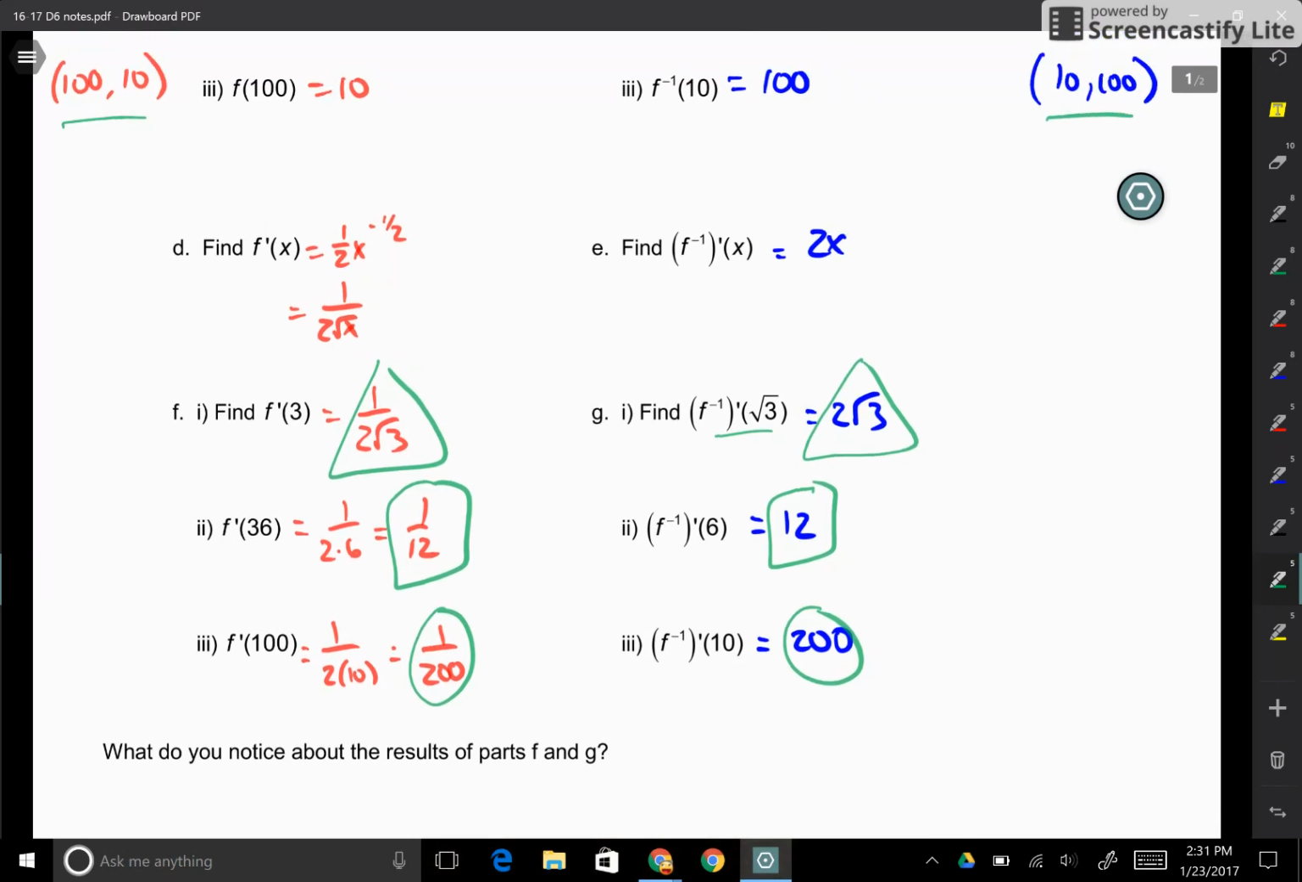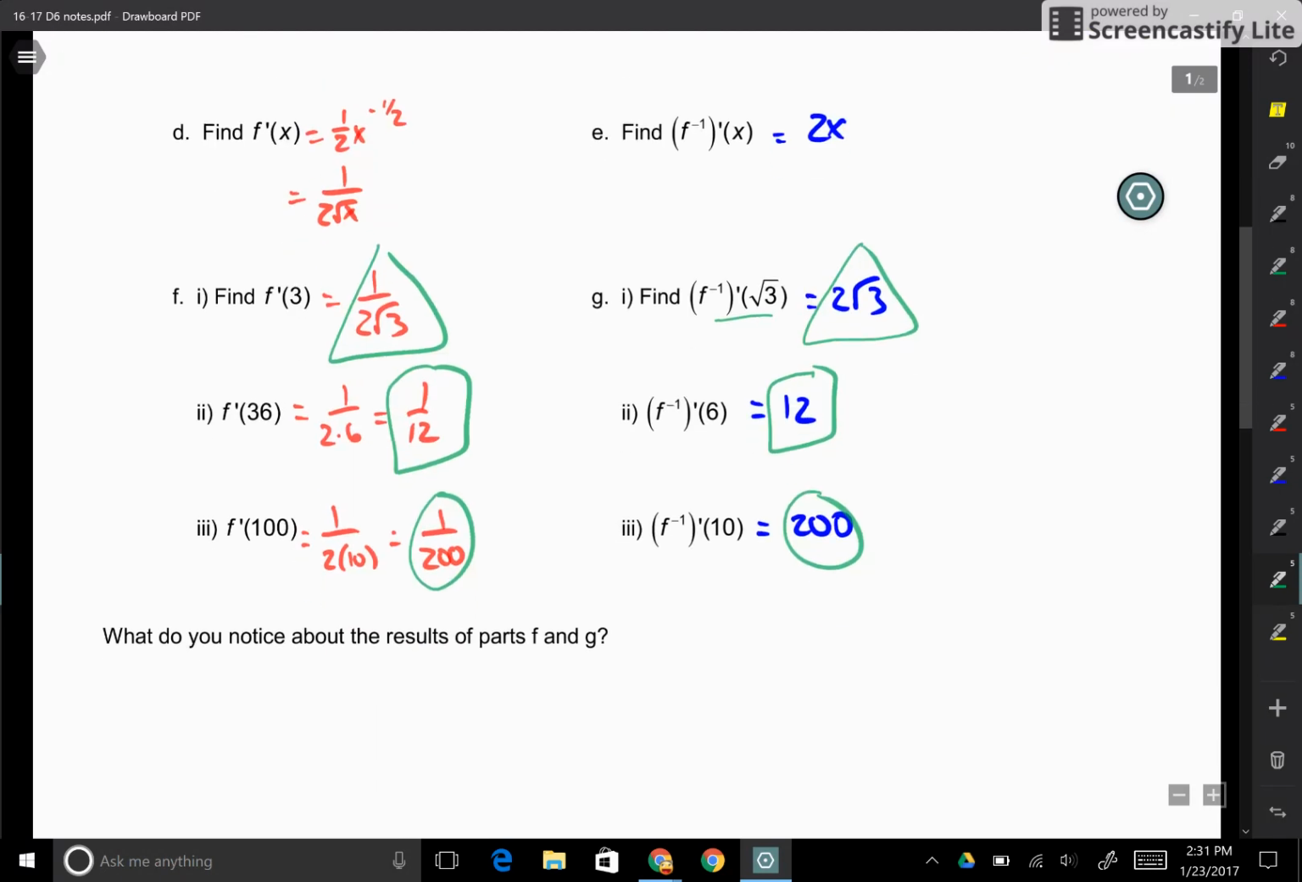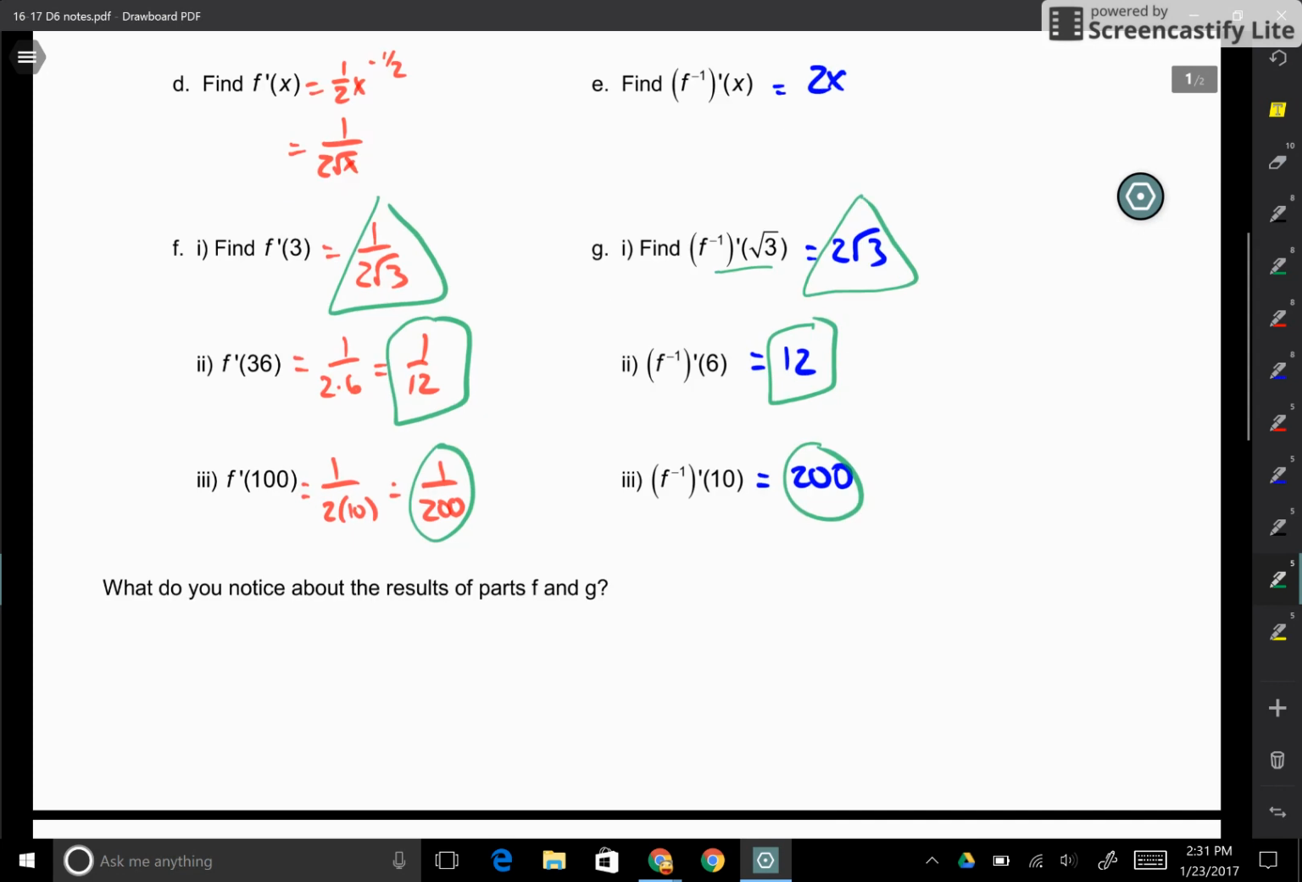You had the point (10, 100), x value 10, y value 100. That derivative at 100 turned out to be 1 over 200. The blue one had the swapped x and y coordinates. The derivative turned out to be the reciprocal. So what have we got going there? We've got something about a reciprocal going on. We've got a reciprocal between derivatives.